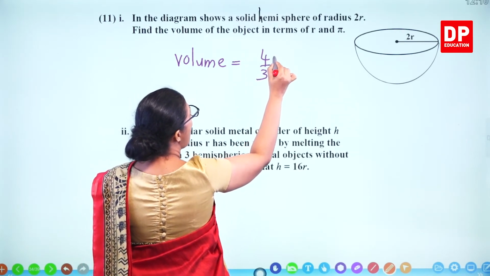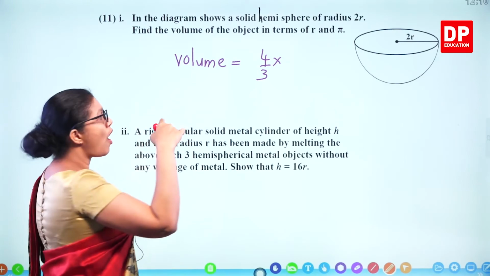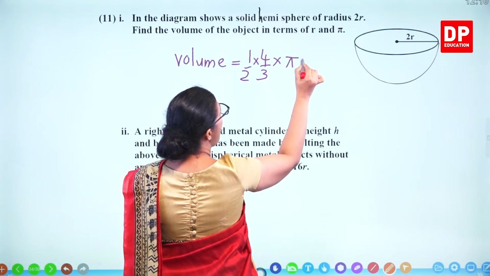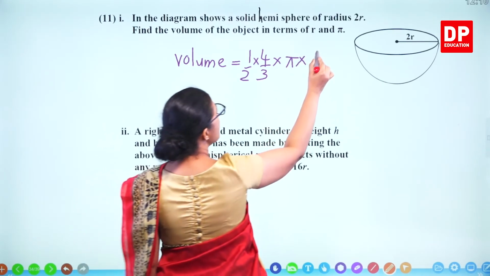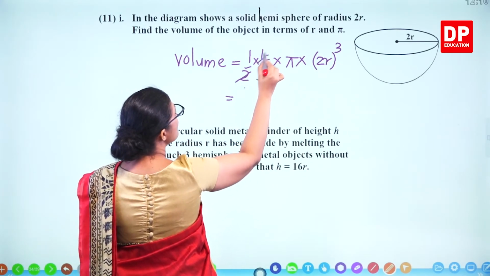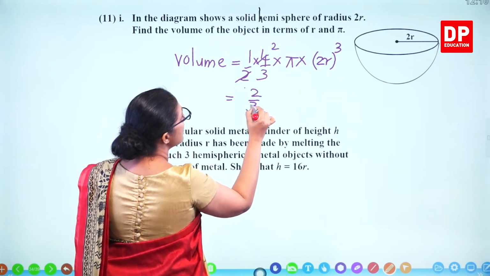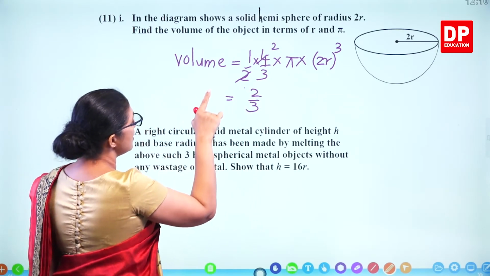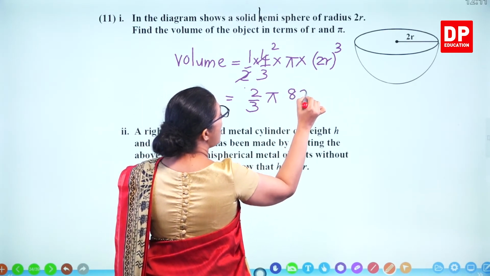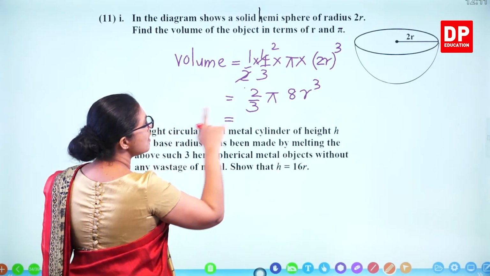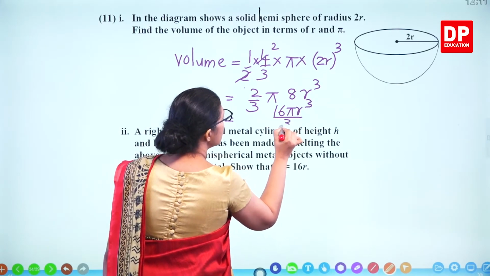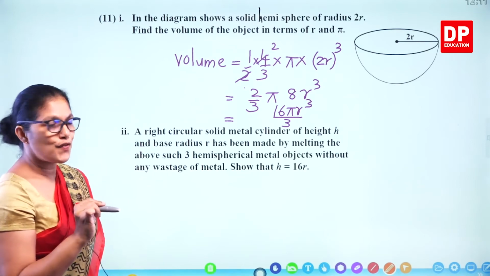4/3 pi r cube, and this is a hemisphere, so half of that. Half of 4/3 pi r cube. Now the radius is 2r, so 2r cube. So 2 times 2, so 2/3 in terms of pi. So pi, 2 to the power 3 is 8 r cube. So when you simplify, 8 times 2, 16 pi r cube over 3. That's the volume of this hemisphere.